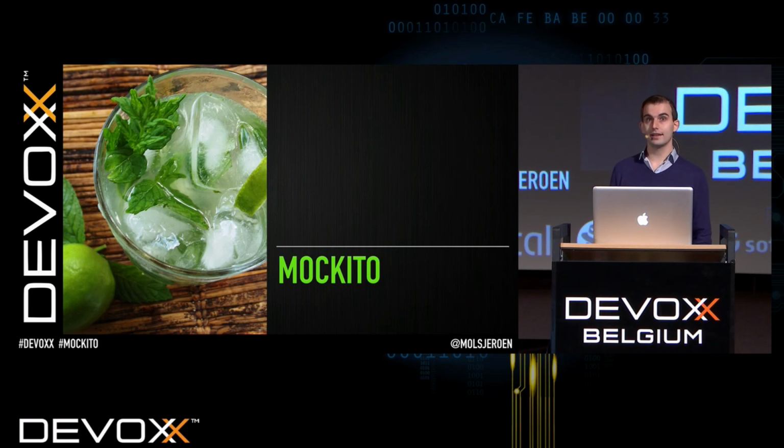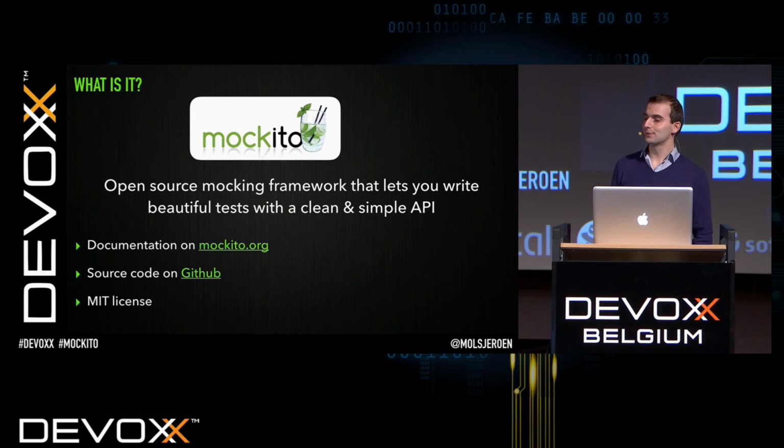Now, we have our tool set in order, but it's time to look at our framework. And our framework is called Mockito. Who here knows Mockito? All right, great. Well, then this won't be any surprise for you, I guess. It's an open source framework that allows you to write beautiful tests with a clean and simple API. It's on GitHub, the source code and the documentation, and it has a very friendly MIT license.